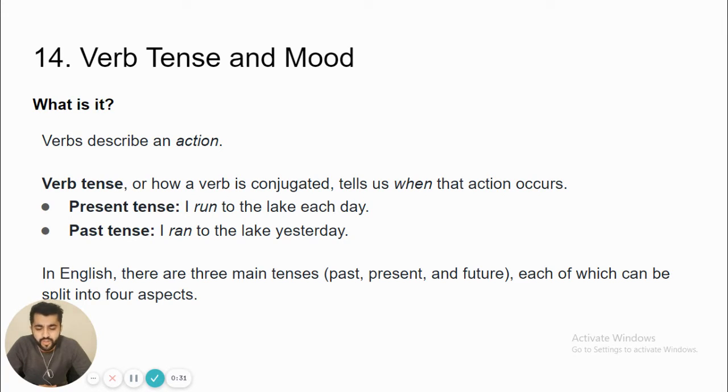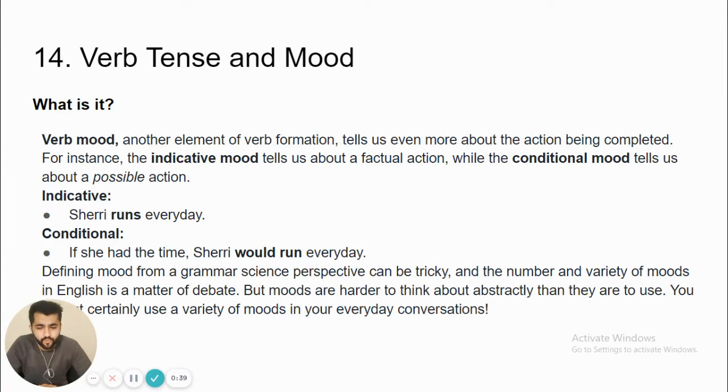In English, there are three main tenses: past, present, and the future, each of which can be split into four aspects. What's a verb mood? Verb mood, another element of verb formation, tells us even more about the action being completed. For instance, the indicative mood tells us about the factual action, while the conditional mood tells us about a possible action. An example of indicative mood is: Sherry runs every day. A conditional mood example would be: if she had time, Sherry would run every day.